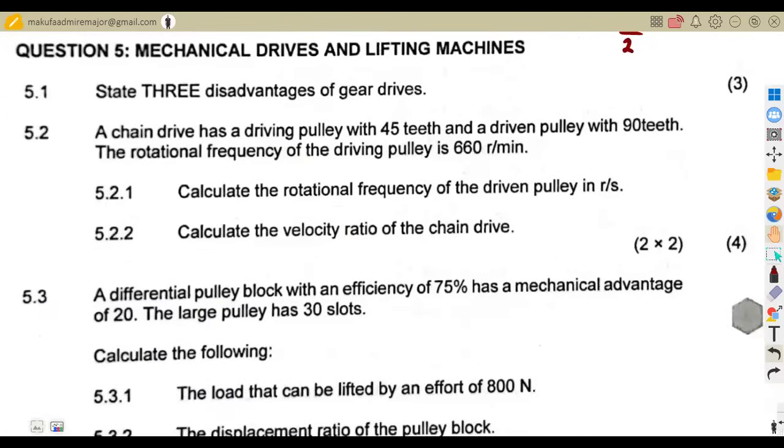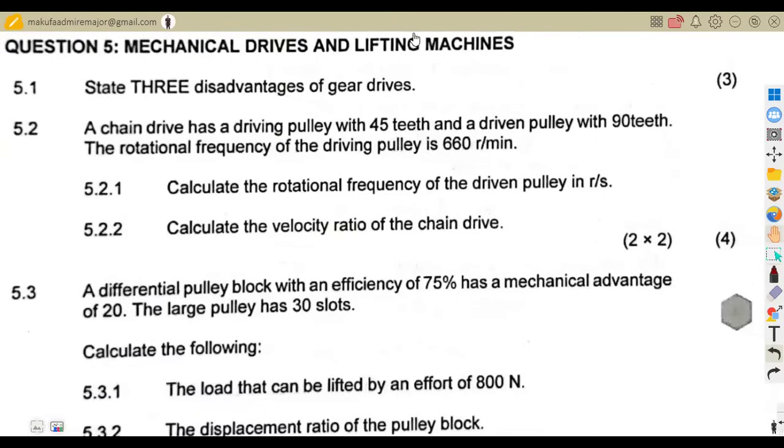We just have to make sure that we collect all those marks in our next examinations, for those who are writing for the next time, and for those who are writing for the first time for this subject of Science N2. You're supposed to collect all these marks. So the next part was question 5, which is 5.1 on mechanical drives and lifting machines.